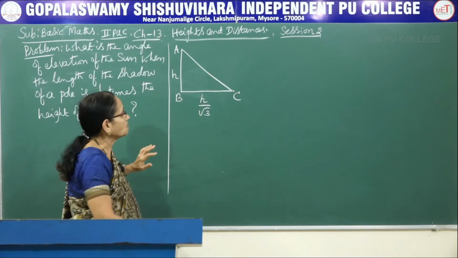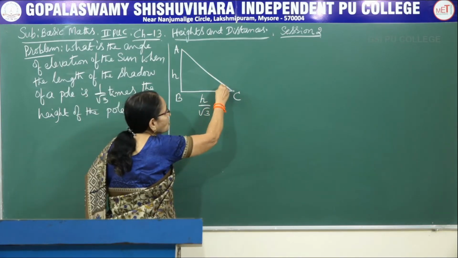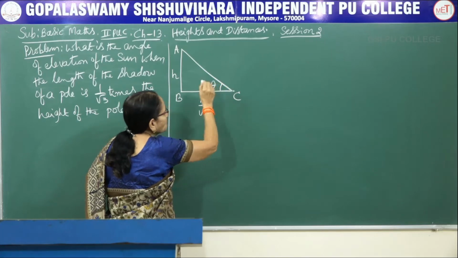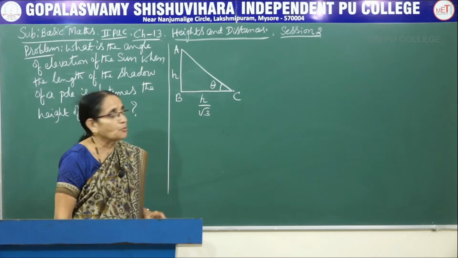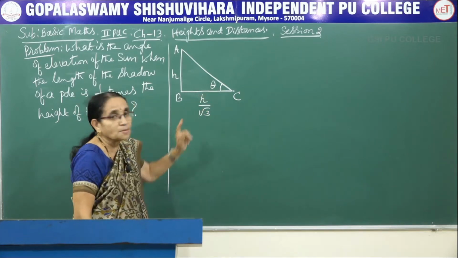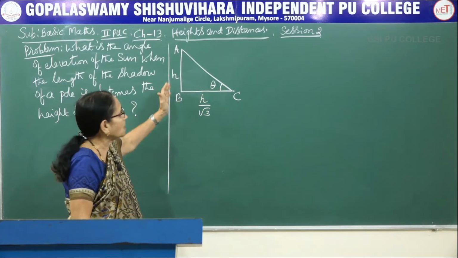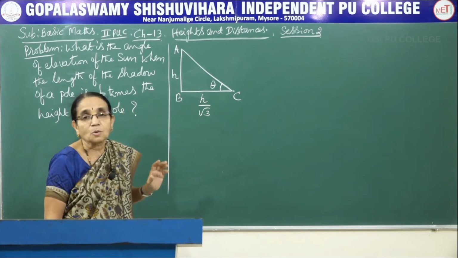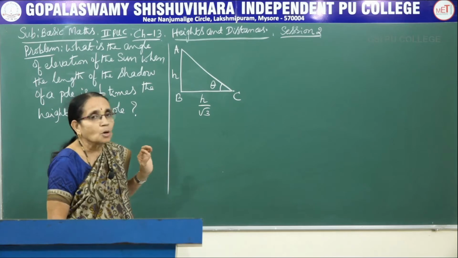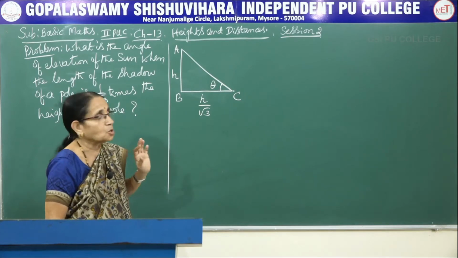See, our problem is to find the angle of elevation. This is the angle of elevation. Let me take it as theta. Now, how do you find this? For this angle theta, AB is the opposite side and BC is the adjacent side. So which ratio do you have to consider? You have to consider the tan ratio here.